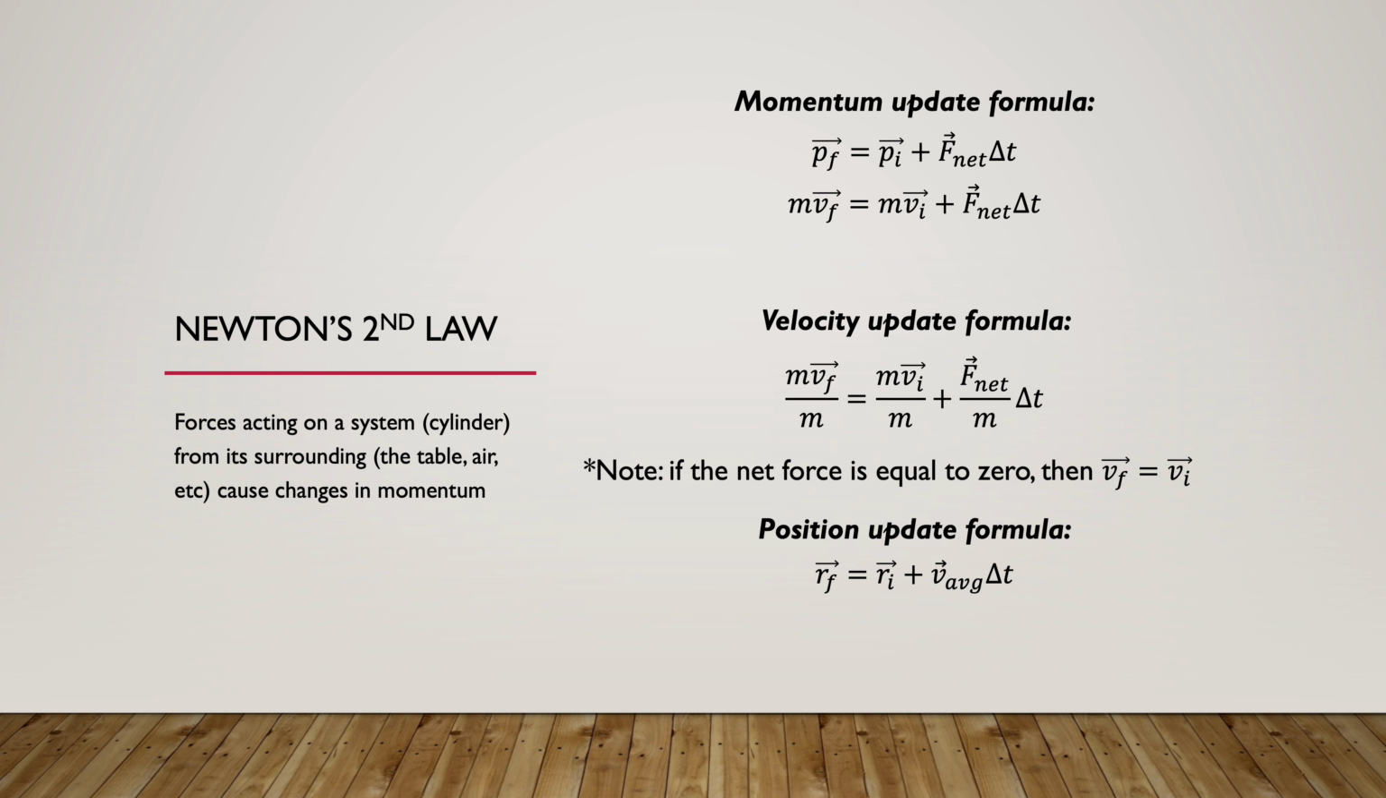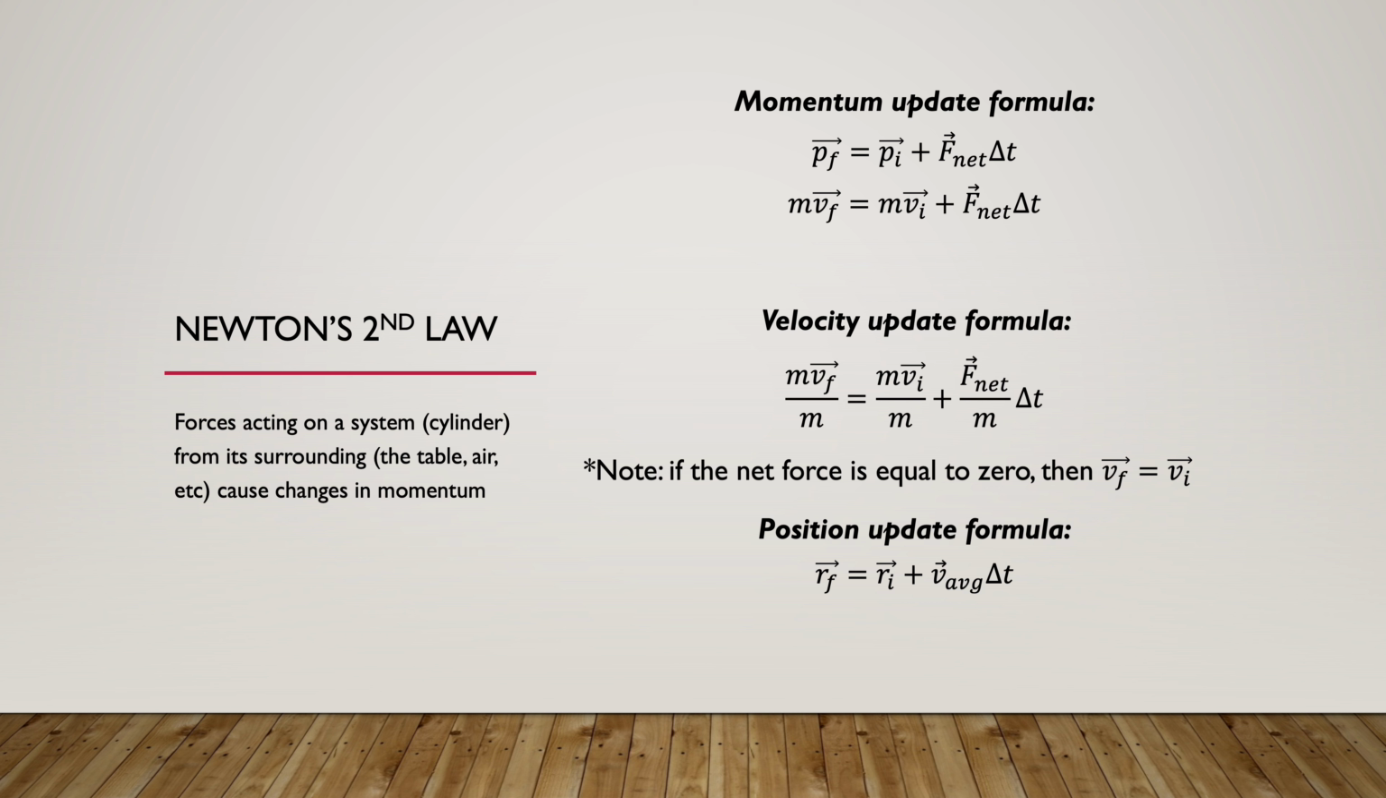To be more specific, the system in this scenario is the cylinder, and the surroundings are everything else in the room, including the table and the air. This law gives us the momentum update formula as shown above. From the momentum update formula, we can derive the velocity update formula.